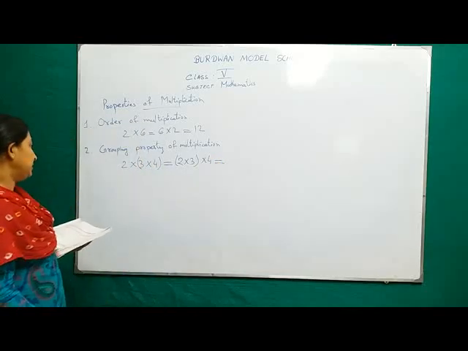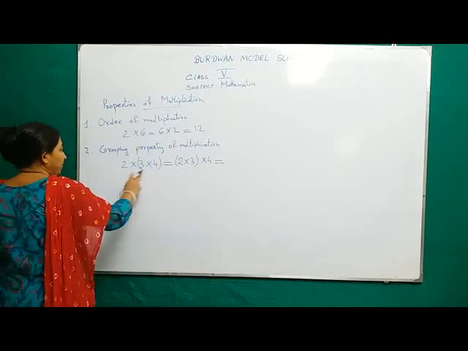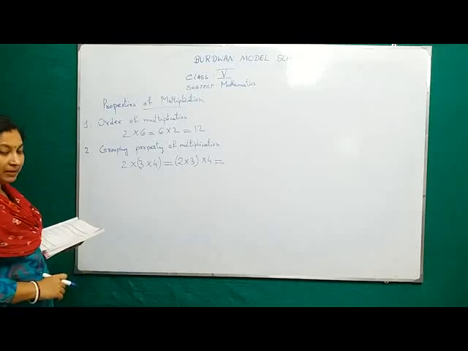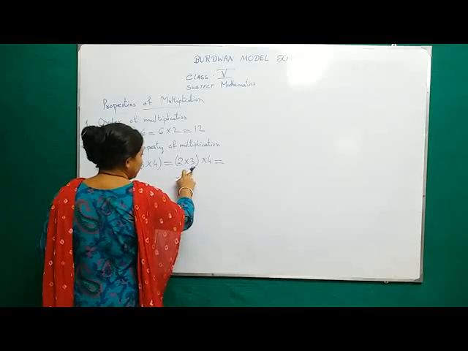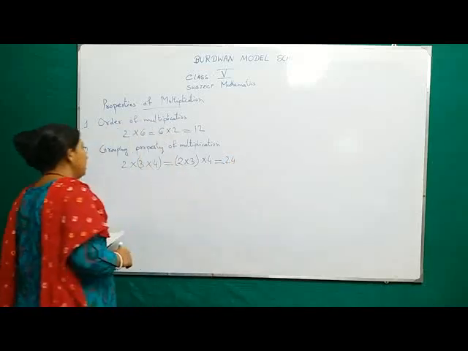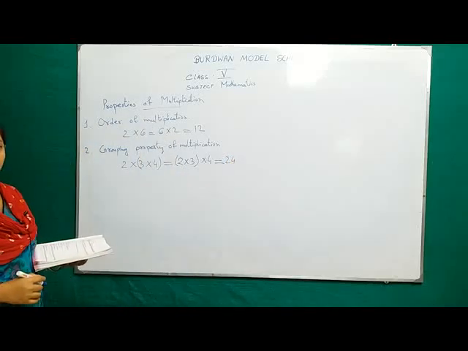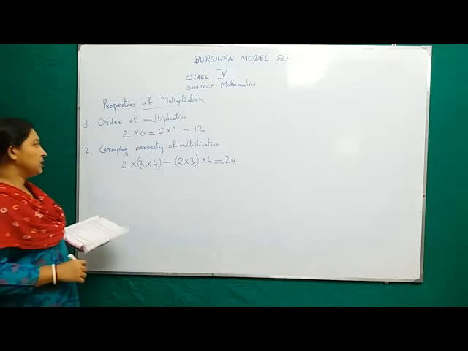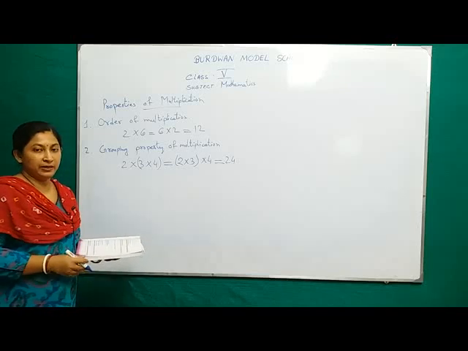Here 3 4s are 12, 12 into 2 is 24. Similarly, here 2 3s are 6, 6 4s are 24. That means the answer remains the same. If I change the groups, the answer still remains the same. So this is called the grouping property of multiplication.